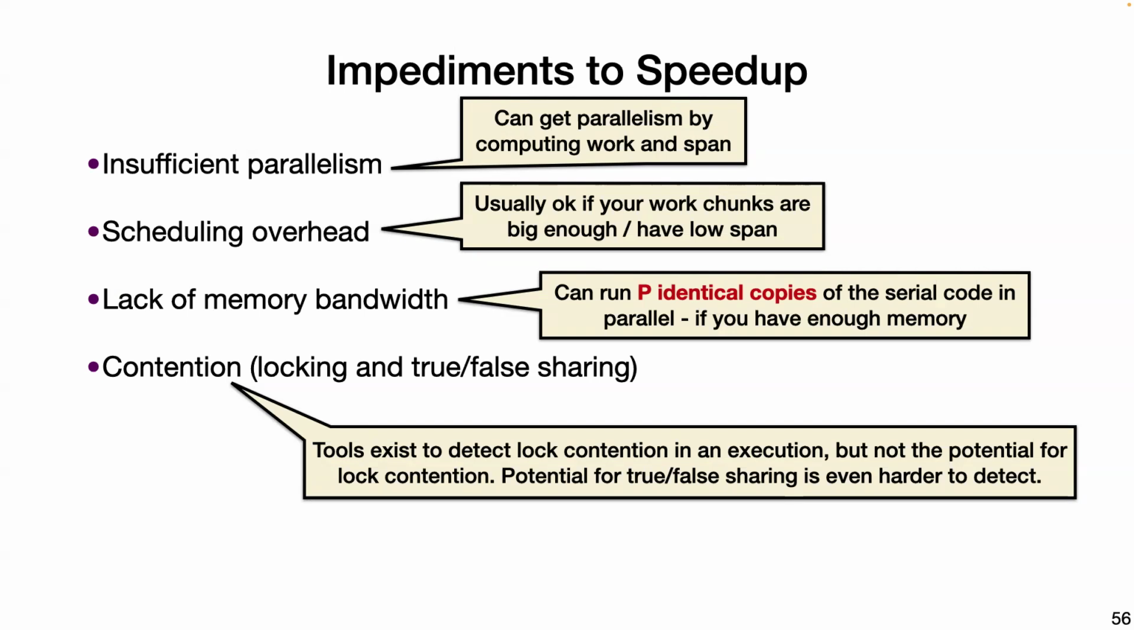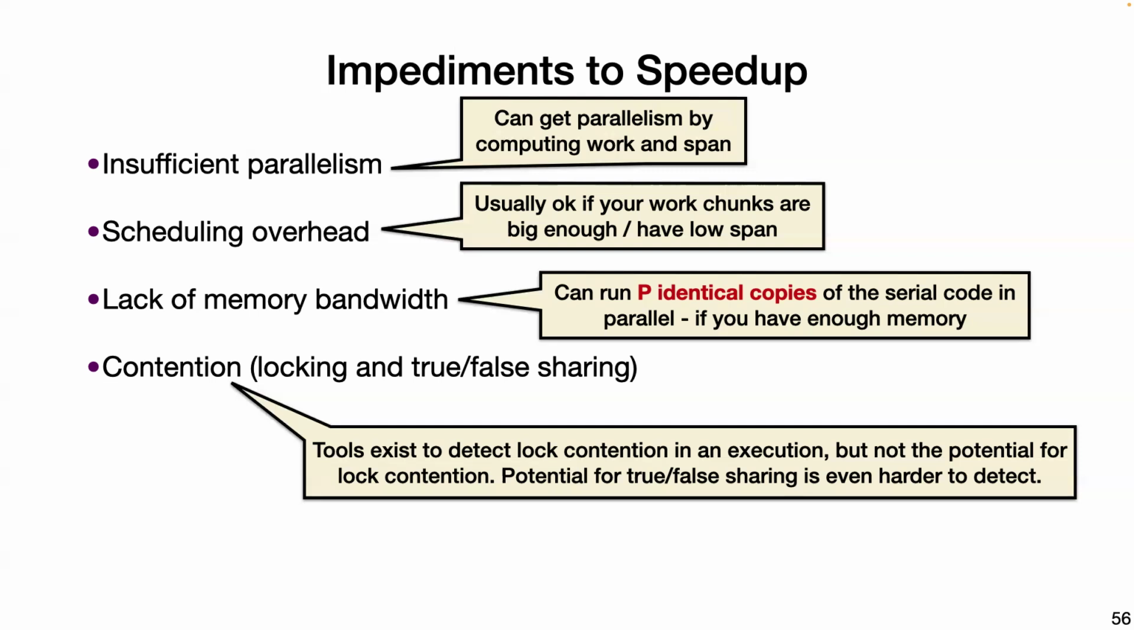A really easy way to diagnose this is, if you have a serial program that uses some amount of memory, you can run p identical copies of it at the same time, if you have enough memory to hold the p copies, of course. And if it runs slower, then you are memory bound. Does that make sense? Like if you get less than p speed up. You can also diagnose this by removing physical memory and then running it. And if it got slower, then you are memory bound, but that's a more heavy-handed way to do it. This is a software way to do it.